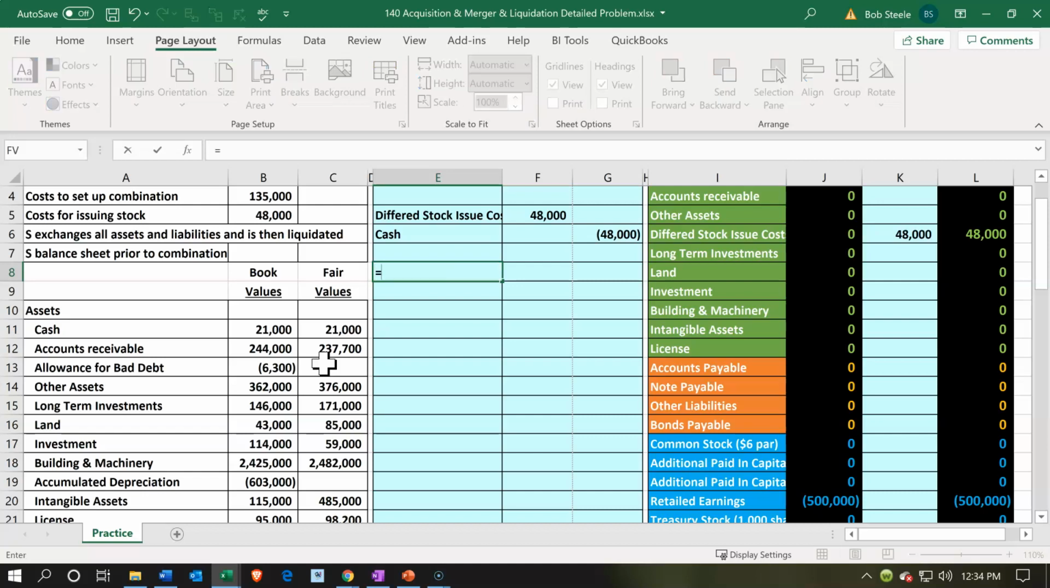So all we're going to do is just go straight down the balance sheet and say, all right, there's cash. Now cash is cash. It wasn't hard to see what the fair value was with cash, but we're going to debit cash because our cash is going to go up by the 21,000.